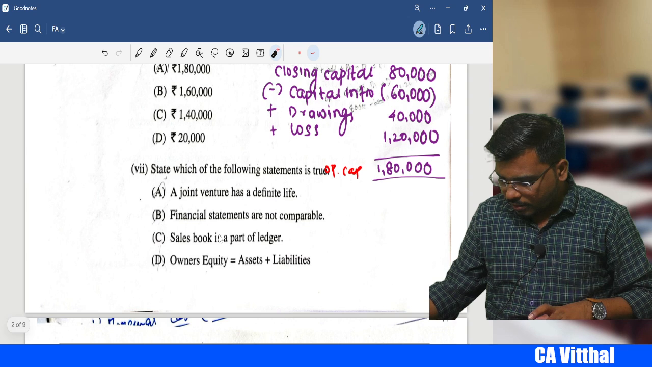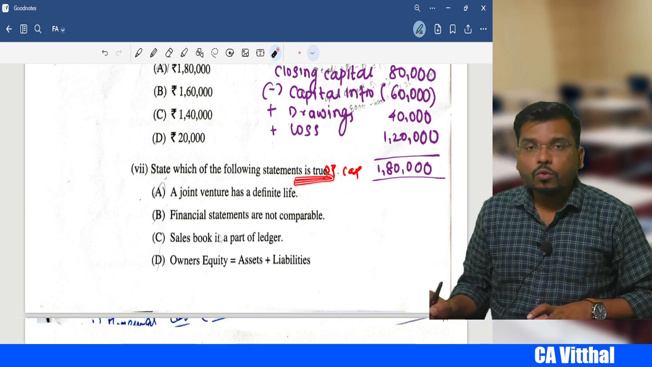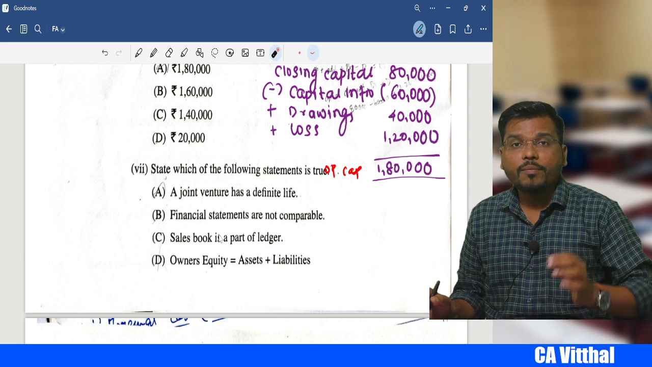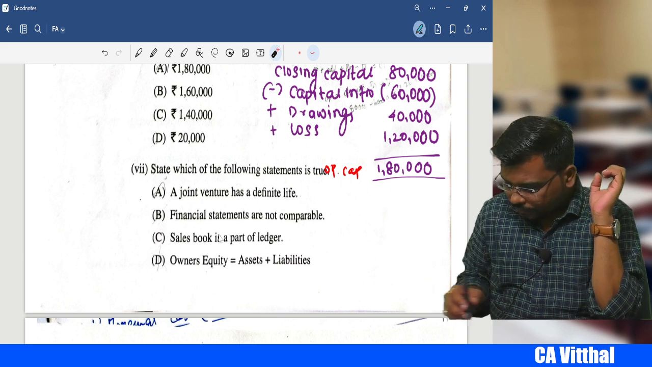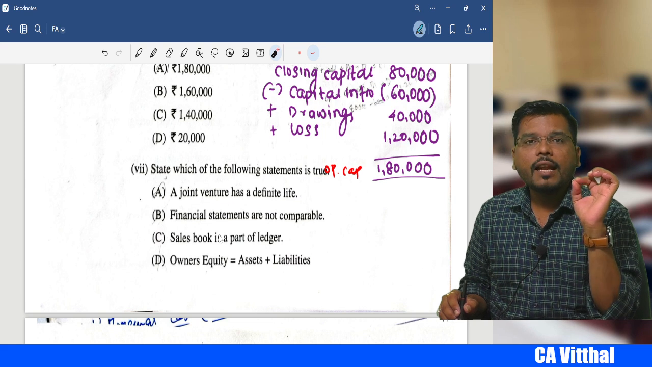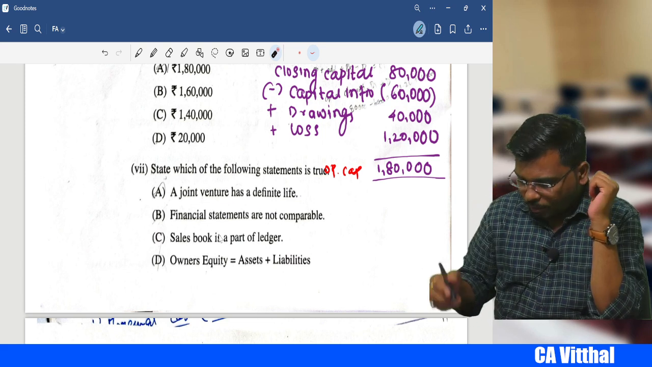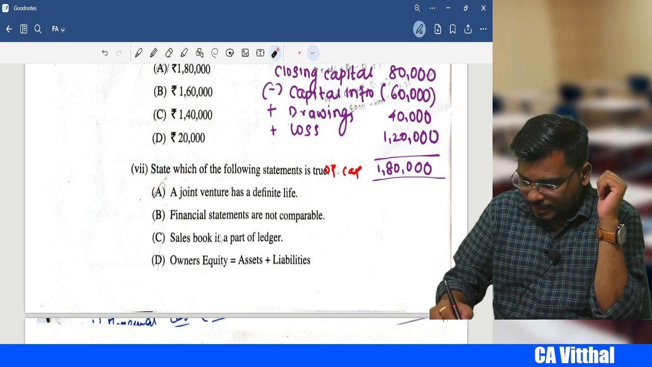What is the next one, sir? Which of the following statements is true? True, not false. Which of the following statements is true, they have asked you. A joint venture has a definite life. Means what, sir? It has a limited life, correct? So which option is correct? Option A is correct, right?